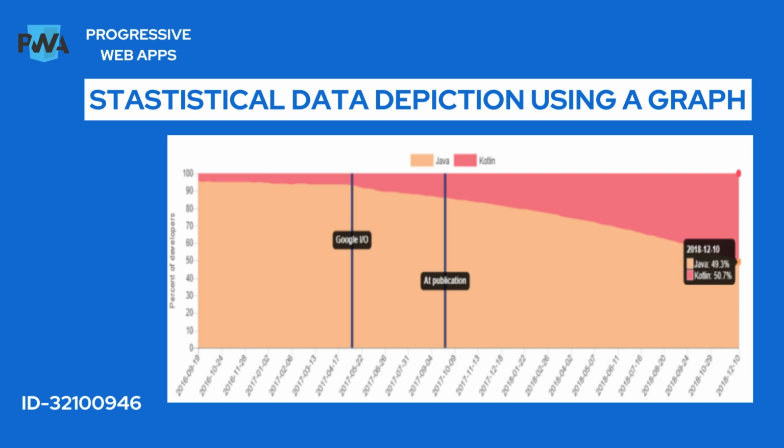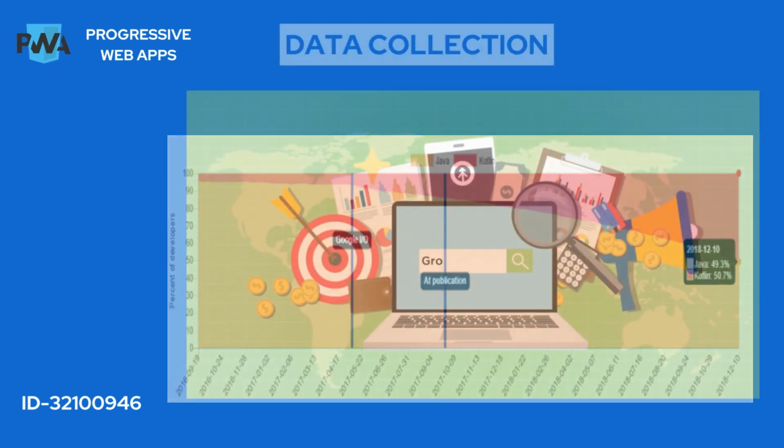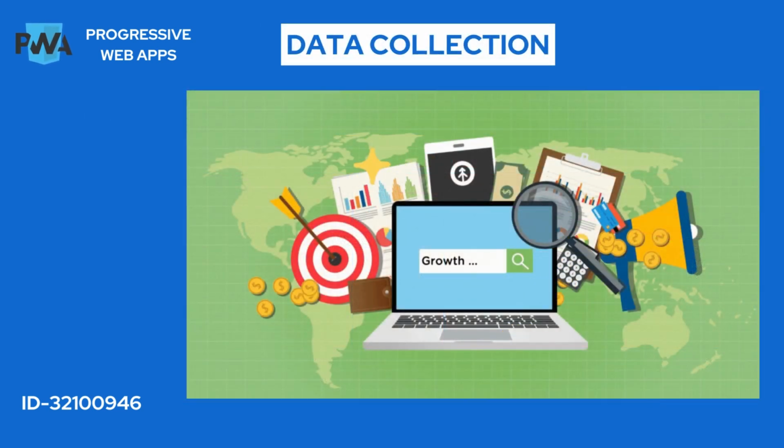A chart depicts a significant increase in Kotlin users compared to Java users, rising from nearly 19 to 20% on May 22, 2017 to almost 50% on December 10, 2018. This trend underscores the growing adoption and advancement of progressive web applications.